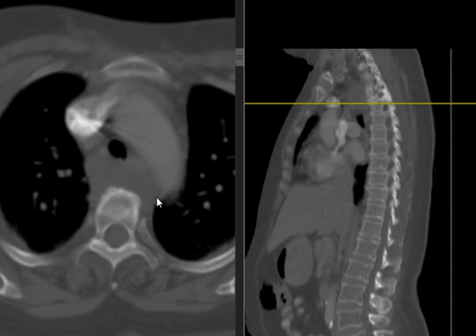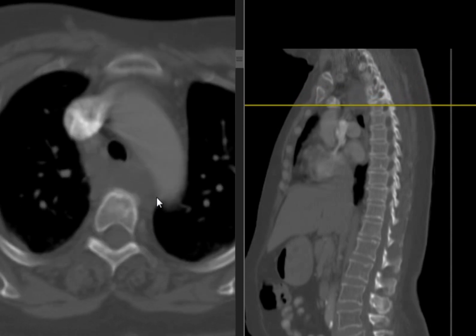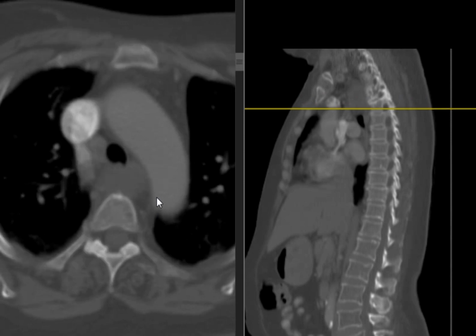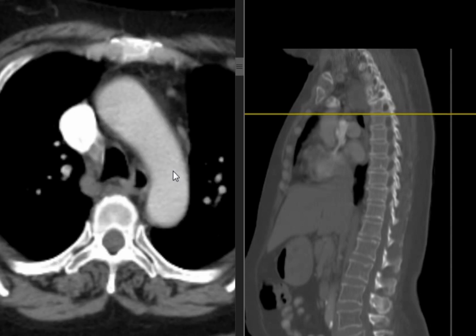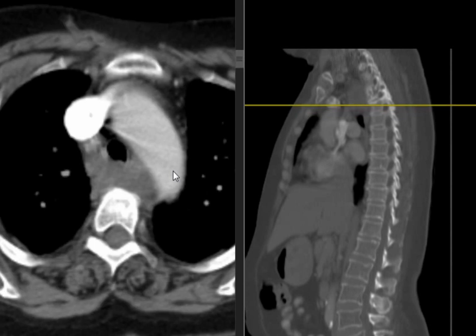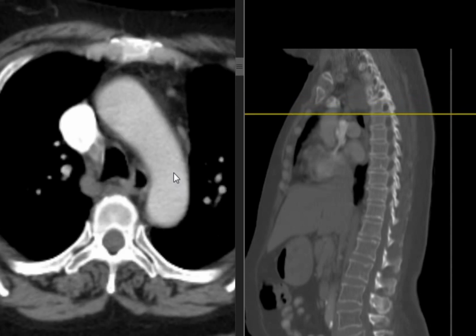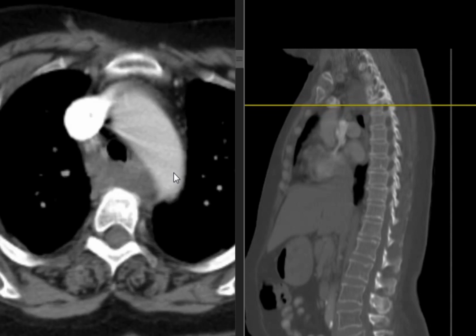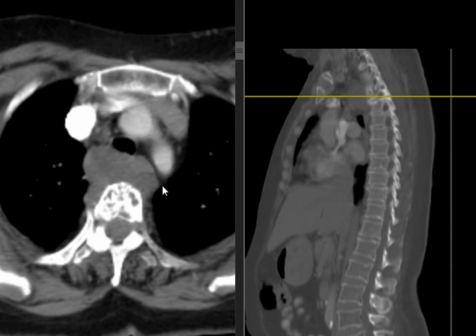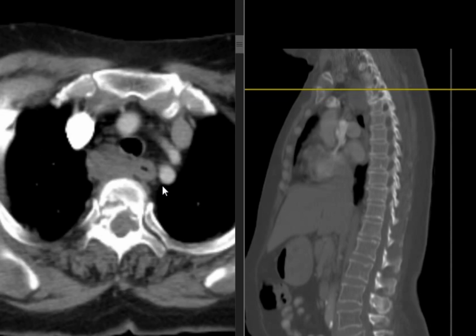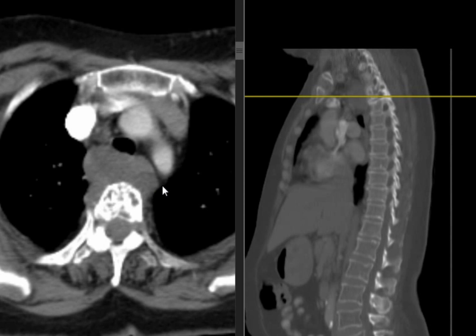What do we have here? First, I would love to go into the soft tissue window to evaluate the soft tissue component. Right? Good. Where is the lesion? Prevertebral. Go up. Where is the vertebra involved? Okay. So what do you think we have here?